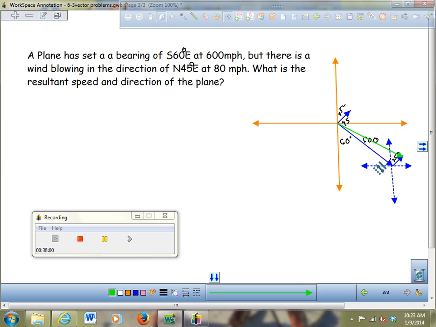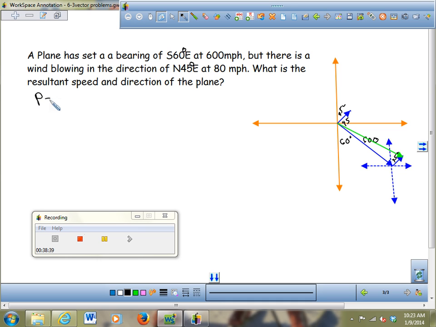And some people do this using law of cosines, and it can be done very easily using law of cosines, but I'm not going to let you do that on a test. So if you do it in your homework that way, it's okay, but we really want you to get the idea of adding together vectors using their component form and stuff like that. Okay?